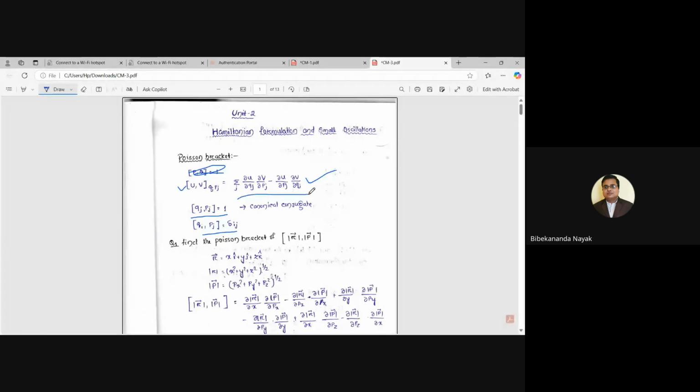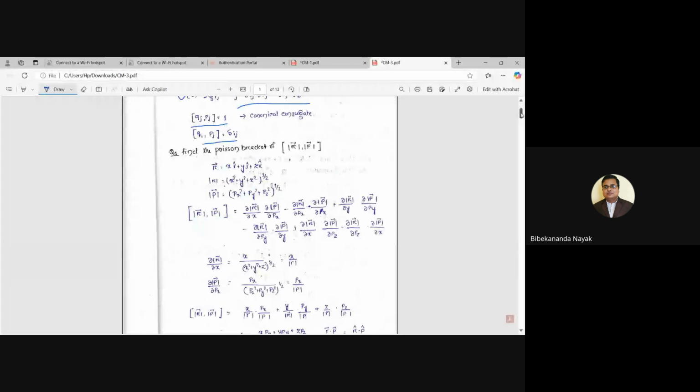For simplicity, let us consider an example problem: the Poisson bracket of |r| and |p|. r is a position vector, x i cap, y j cap, z k cap. Its mod will be the square root of x square plus y square plus z square. For p, its mod will be the square root of px square plus py square plus pz square. So how many coordinates are here? Here we have x, y, z, and correspondingly px, py, pz. So three sets of coordinates. j varies from 1 to 3: x with px, y with py, z with pz. So correspondingly this formula becomes, according to this definition.